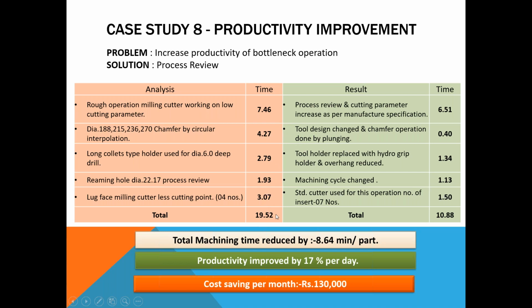So 19.52 minutes had been brought down to 10.88 minutes. Cycle time was reduced by 8.64 minutes. Productivity improved by 17%. And there was a cost saving of 1.3 lakhs per month. And this was a huge saving. And because of this bottleneck, they were relieved from taking one more machine. That is the beauty of it.